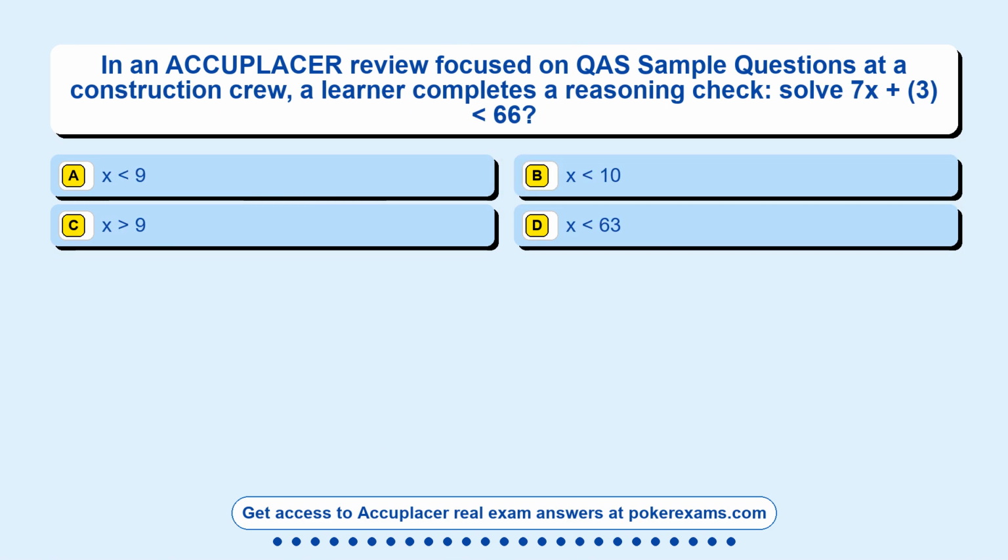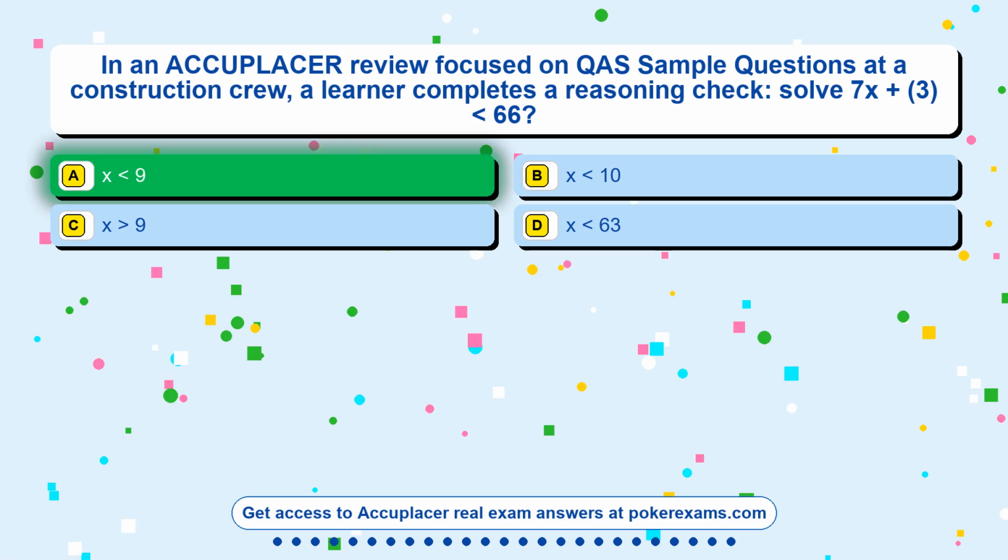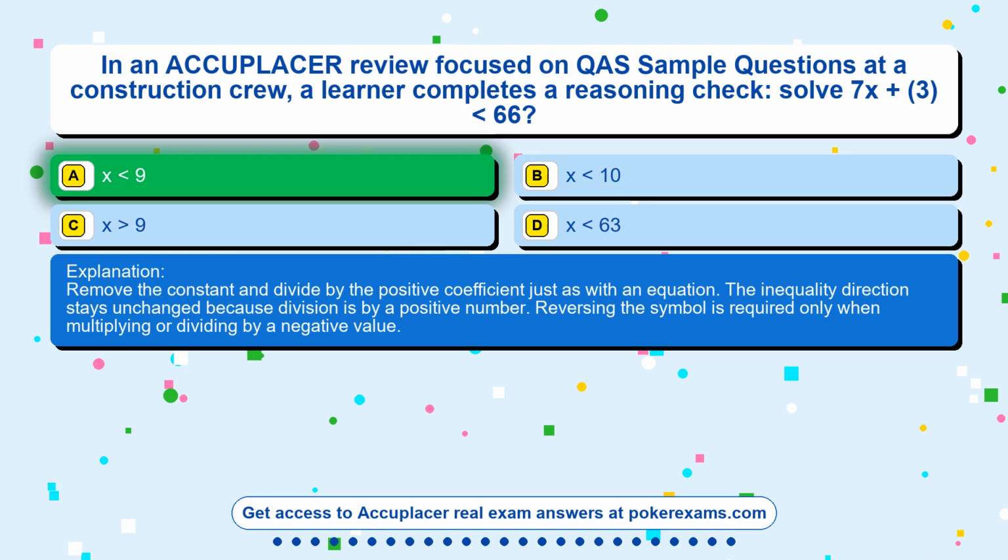Question 5. In an ACCUPLACER review focused on QAS sample questions at a construction crew, a learner completes a reasoning check. Solve 7x plus 3 less than 66. Option A, x less than 9. Option B, x less than 10. Option C, x greater than 9. Option D, x less than 63. The correct answer is option A, x less than 9. Remove the constant and divide by the positive coefficient just as with an equation. The inequality direction stays unchanged because division is by a positive number. Reversing the symbol is required only when multiplying or dividing by a negative value.